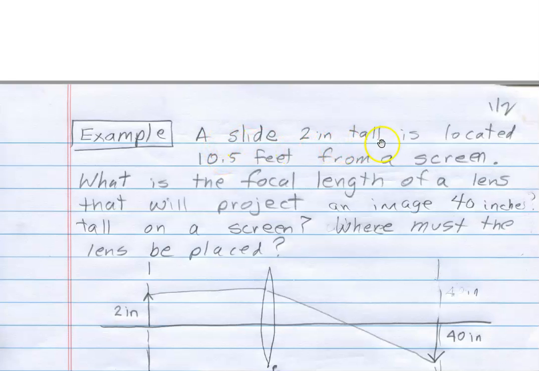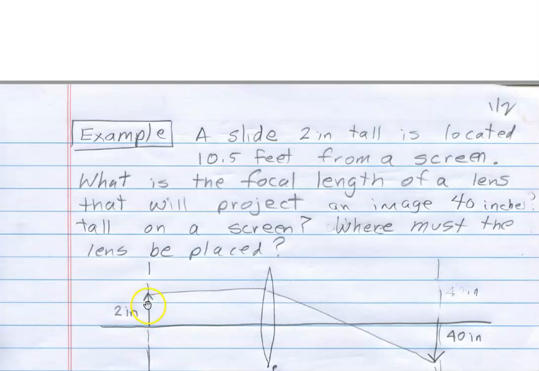A slide 2 inches tall is located 10.5 feet from a screen. What is the focal length of a lens that will project an image 40 inches tall on the screen? Where must the lens be placed? And you were given this figure here.